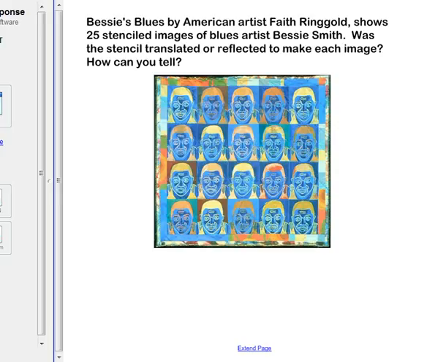As These Blues by American artist Faith Ringgold shows 25 stenciled images of blues artist Bessie Smith. Was it translated or reflected to make each image? So did they do a reflection or a translation? What do you think? Because why?